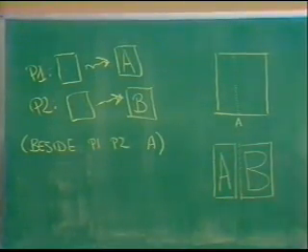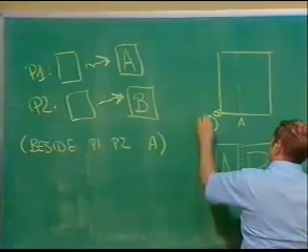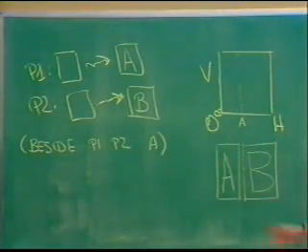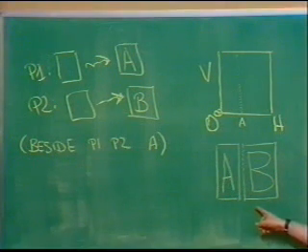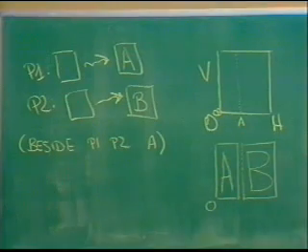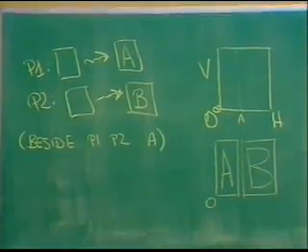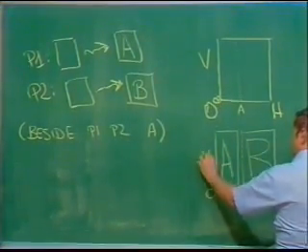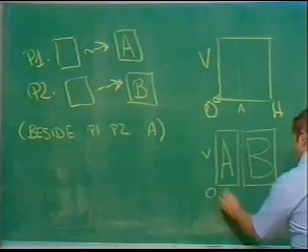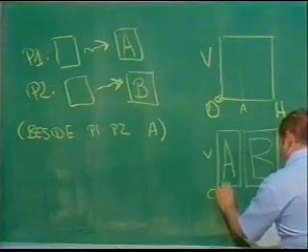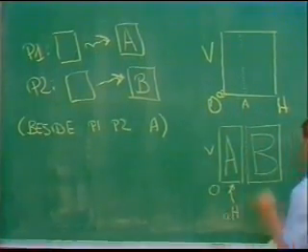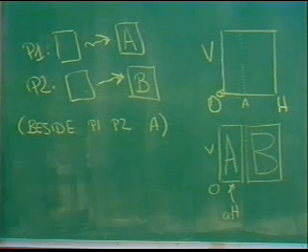The only computation it has to do is figure out what these rectangles are. Remember, a rectangle is specified by an origin and a horizontal vector and a vertical vector, so it's got to figure out what these things are. For this first rectangle, the origin turns out to be the origin of the original rectangle. The vertical vector is the same as the vertical vector of the original rectangle. The horizontal vector is the horizontal vector of the original rectangle scaled by A. And that's the first rectangle.